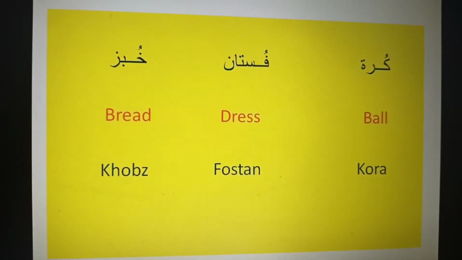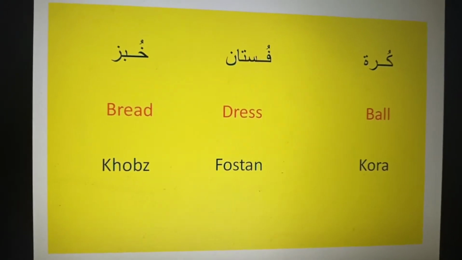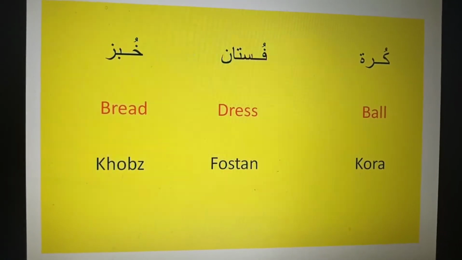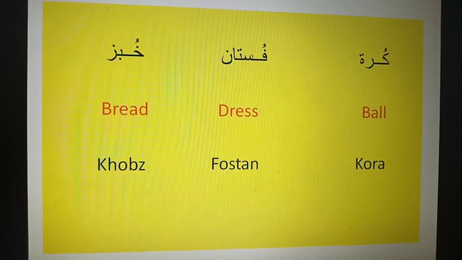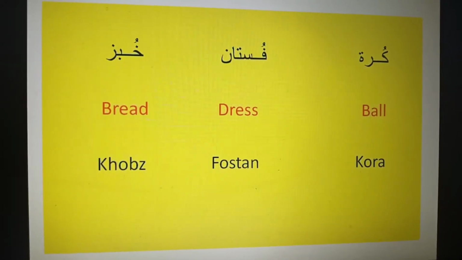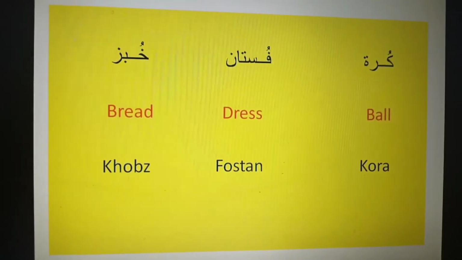You see here the same goes for Fustan. Fustan meaning dress, and the first letter is F, which stands for F in English, and it has a Dhamma on it, so we added O, and then the second letter is Sin, which stands for S, and then the rest of the letters. So you have here short O sound, and the same goes for Khubz.